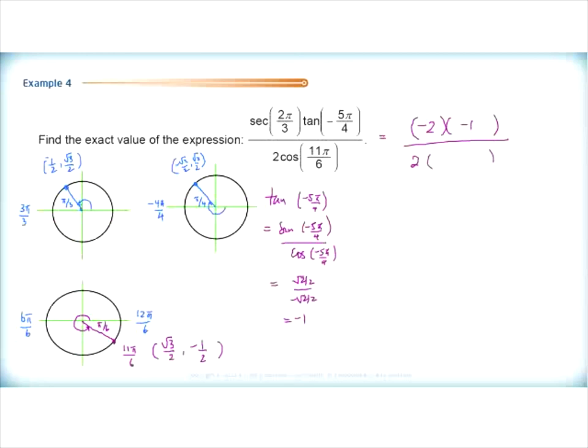Divided by 2 times, let's see what we get this time, the cosine of 11 pi over 6. There's 11 pi over 6. There's cosine, so I got 2 times root 3 over 2. Cosine is going to be the first coordinate, isn't it? So we get root 3 over 2. Okay, let's simplify it. Negative 2 times a negative 1 is 2. Over 2 times root 3 over 2, you should recognize that as simply being root 3. Multiply by root 3 over root 3, and you will get 2 root 3 over 3. There's my final answer for the exact value of that expression, 2 root 3 over 3.